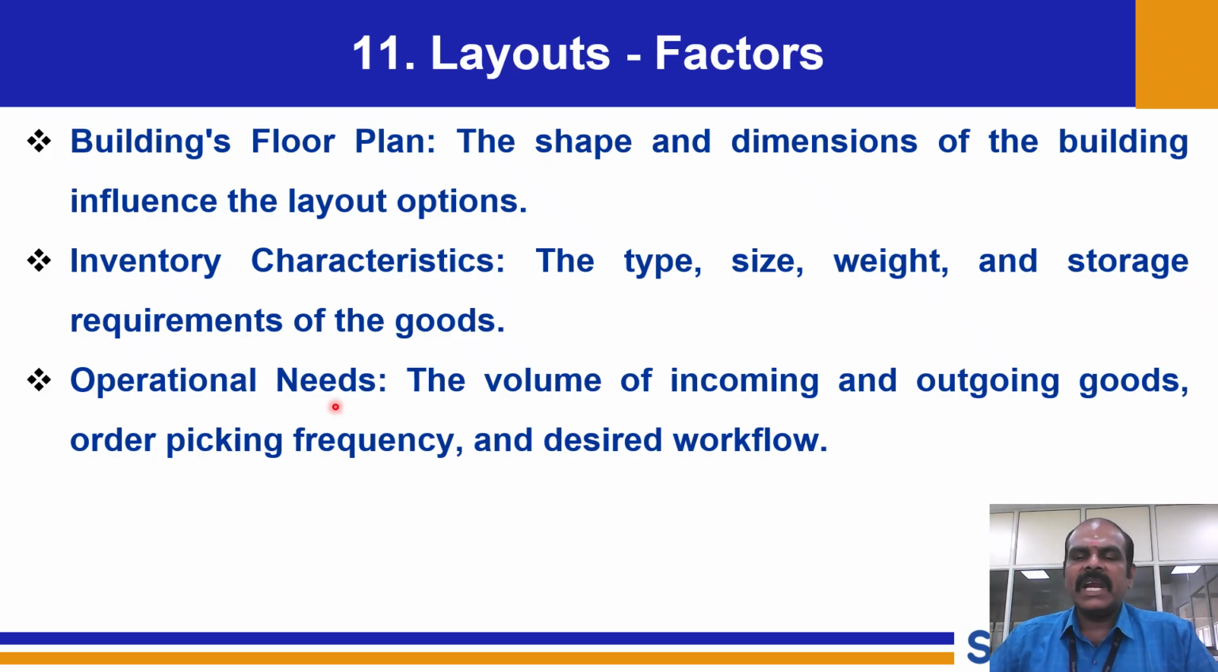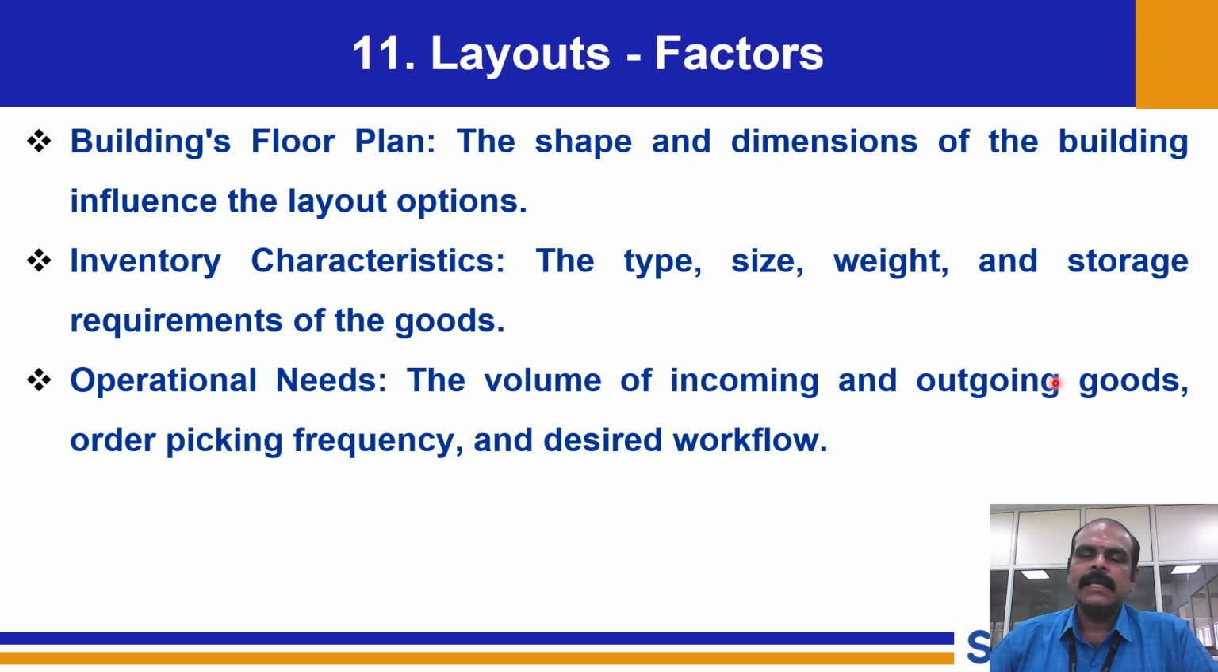Then operational needs. Here operational needs means the volume of incoming and outgoing goods. It might be in terms of a few numbers, or tens or hundreds, or even in some cases tons. So that we should know. Products which are very bulky and heavy are not supposed to be taken to the corner of the activity. So that has to be thought of. In some cases volume may not be a big issue, but quantity might be a big issue. So all these things have to be thought of.